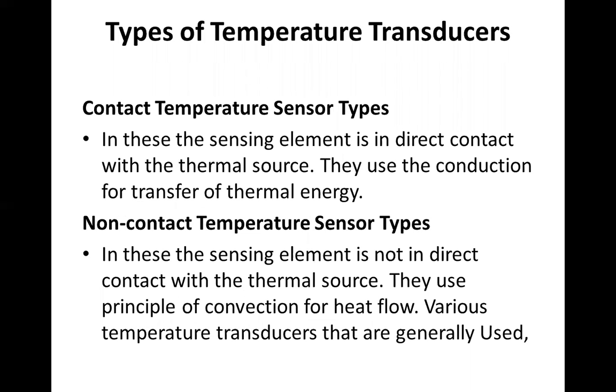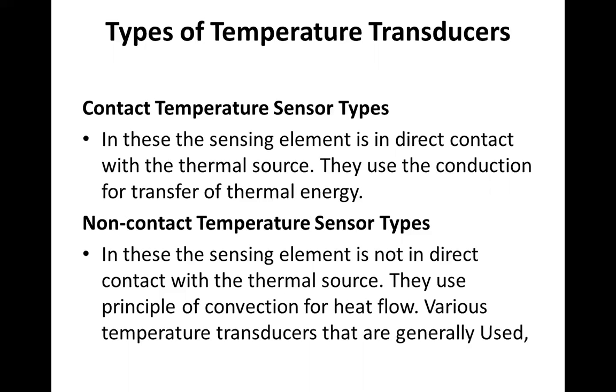Types of temperature transducers. Contact temperature sensor types: in these, the sensing element is in direct contact with the thermal source. They use conduction for transfer of thermal energy. Non-contact temperature sensor types: in these, the sensing element is not in direct contact with the thermal source. They use the principle of convection for heat flow.